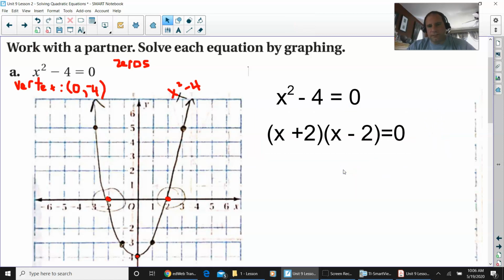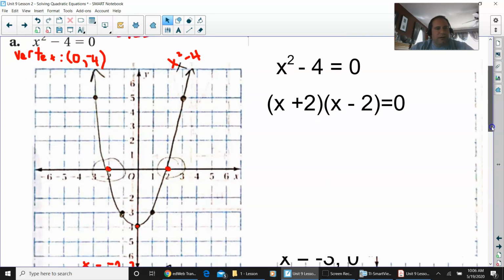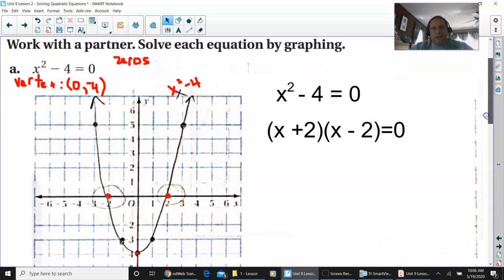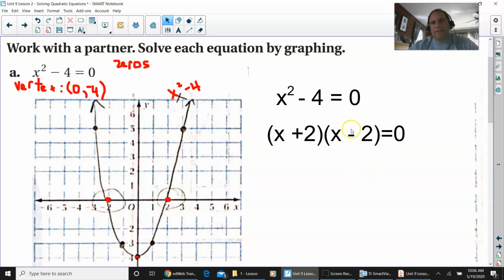So you're set up just like this. Remember we said what the zeros were. The zeros in this case were negative 2, comma 2. And this is what happens when you have that equals 0. This is the next step. You split this up into two equations. If x plus 2 times x minus 2 equals 0, that means one of these has to be 0.